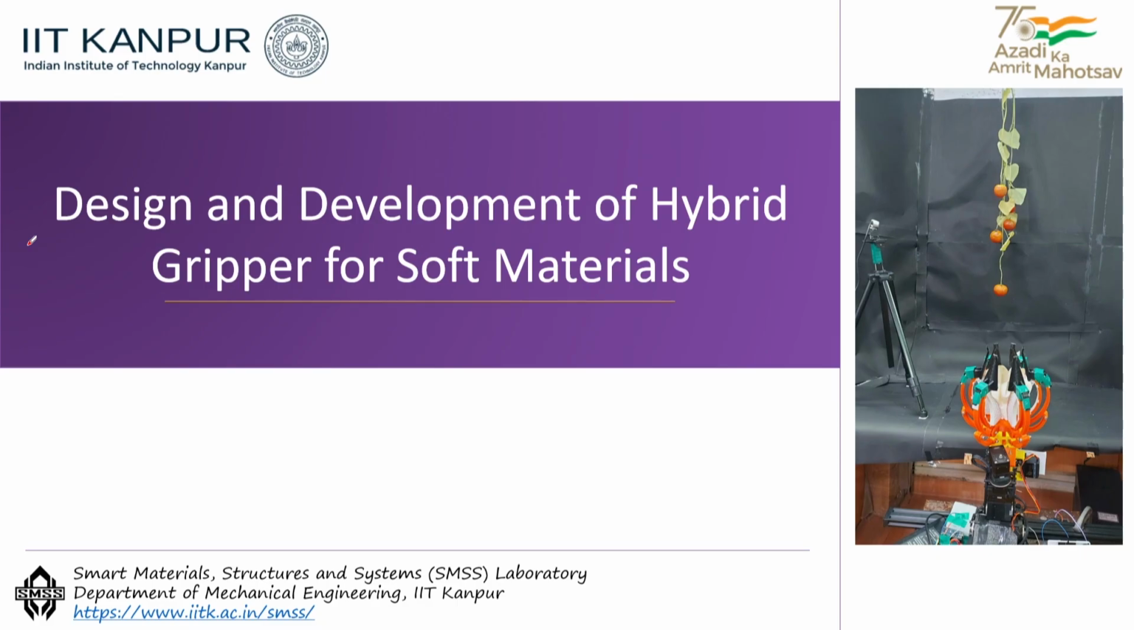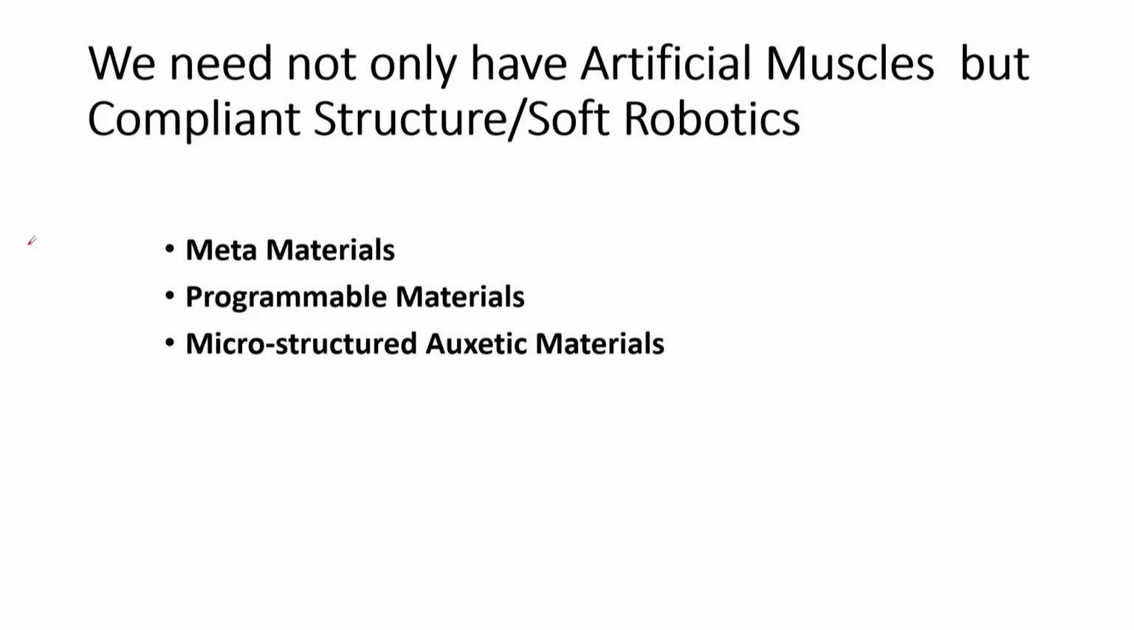I now want to go a little further today. So, I want to talk about certain soft materials based grippers that we are developing, and in all such futuristic applications, we not only need artificial muscles, which is a part of general physical intelligence system, but also we need a compliant structure or a soft robotics as the carrier of such a system. Now, how do we develop such a system?